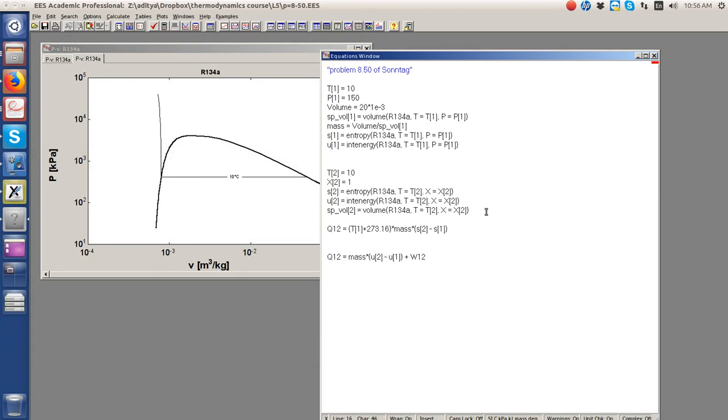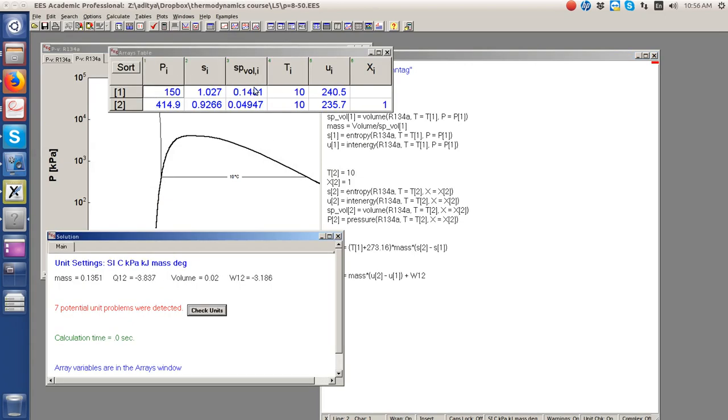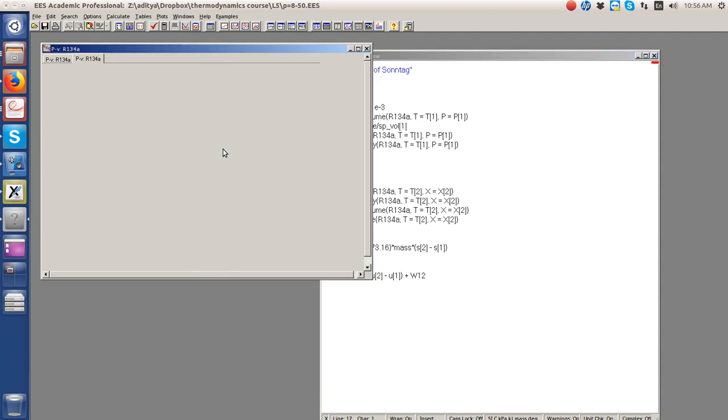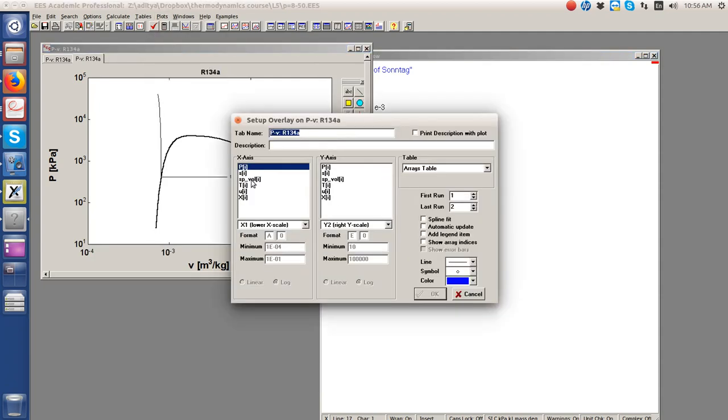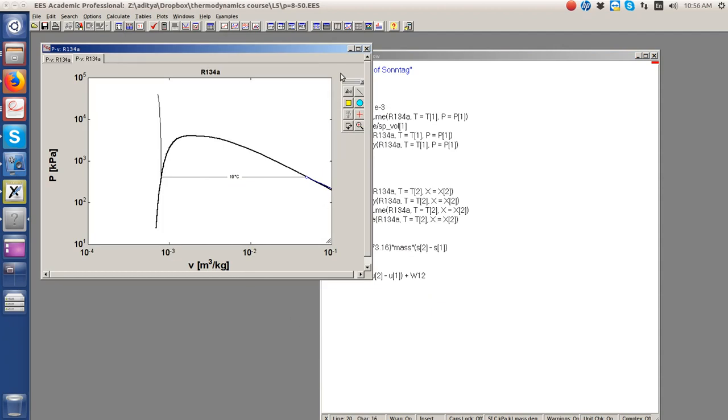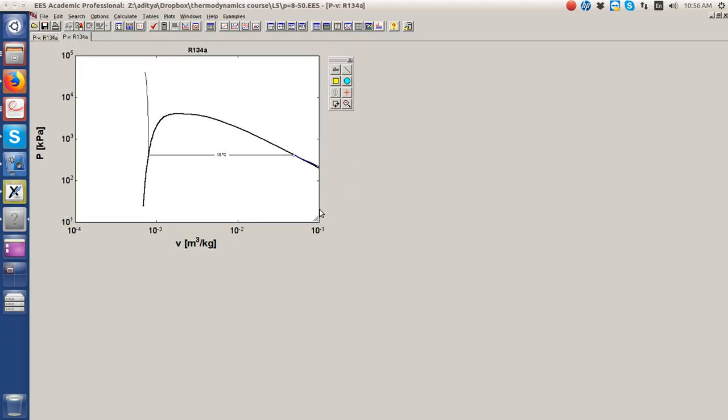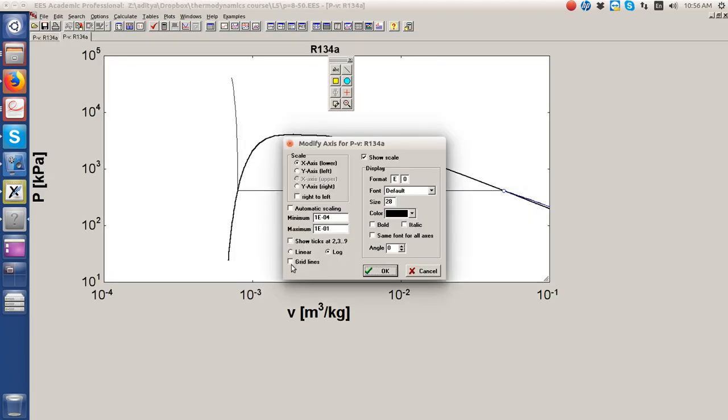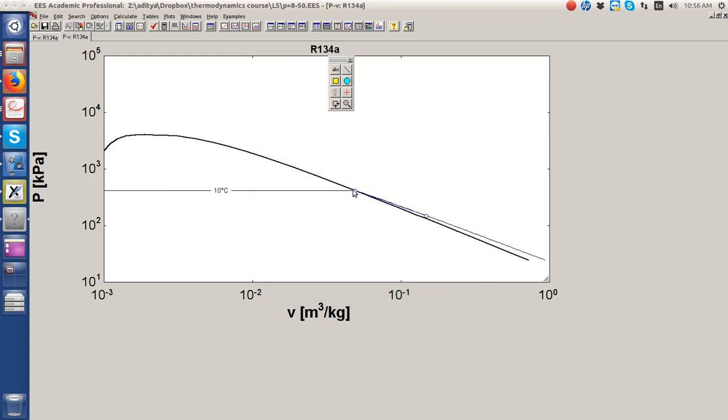So we must find out the pressure in order to plot, P2 equal to pressure. Okay, very well. Now we have both the pressure and the specific volume. Overlay plot. There we go. So where is the first point? We must extend the x-axis. So the minimum, let's make it 10 to minus 3, and the maximum as 1. There you go. This is the first point, this is the second point.